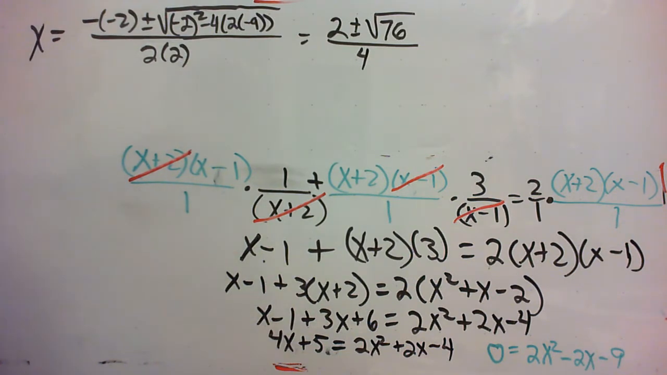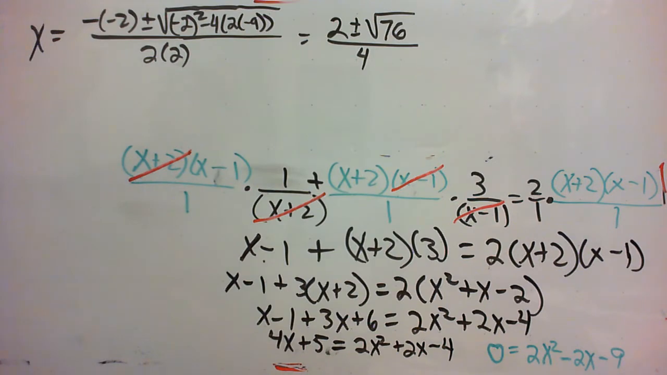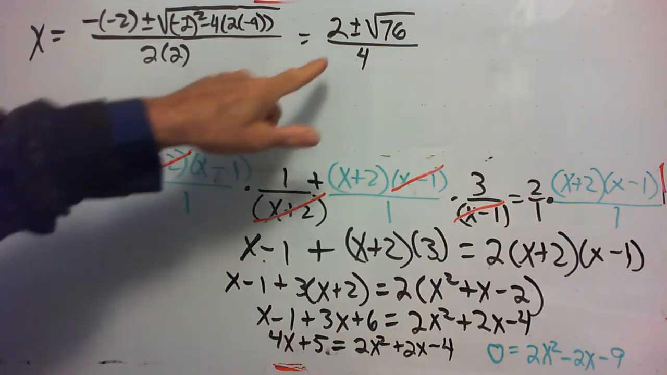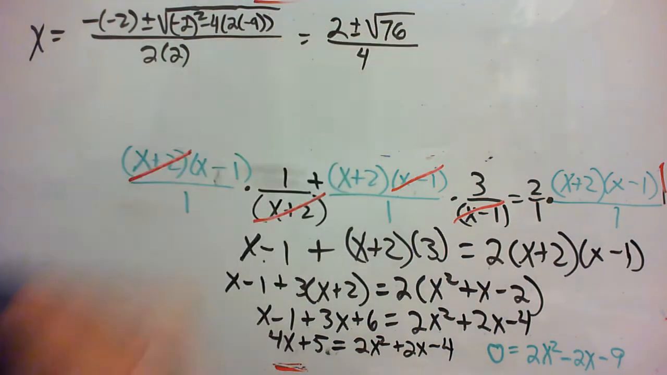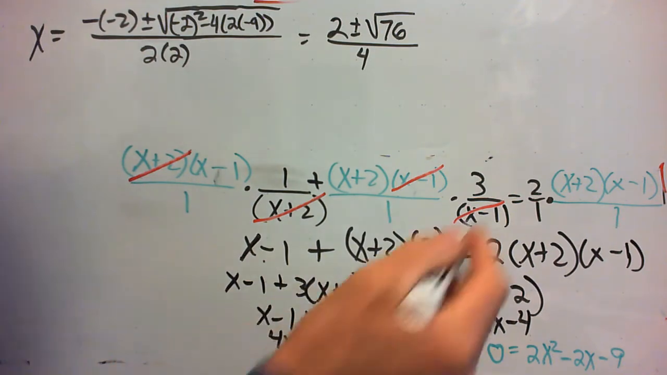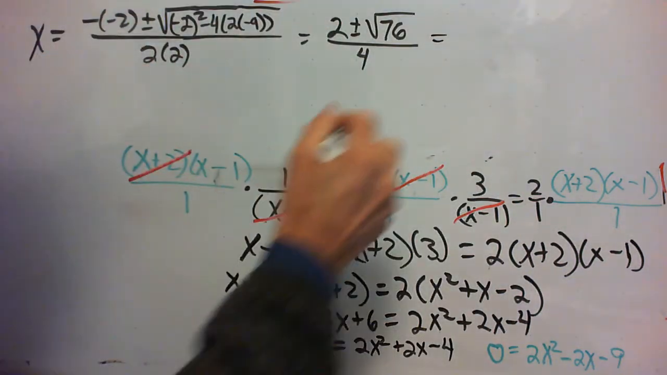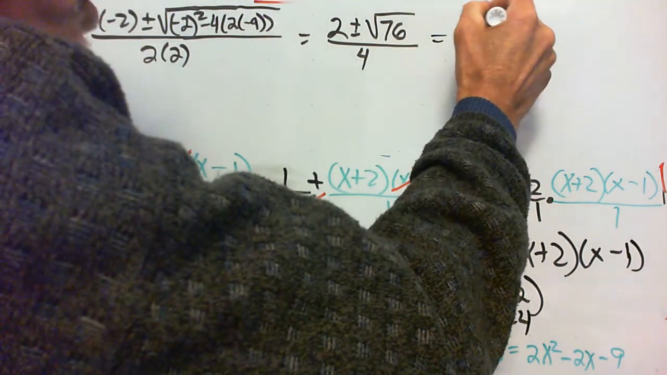So you plug all of that stuff, the coefficients, into the quadratic formula, simplify, and you get 2 plus or minus the square root of 76 over 4. Now, if you're doing a WebAssign problem, you'll find that this doesn't match their answer because they simplified that radical. I don't know if they'll mark it wrong or not, but I know it won't match their answer because we can simplify square root of 76.